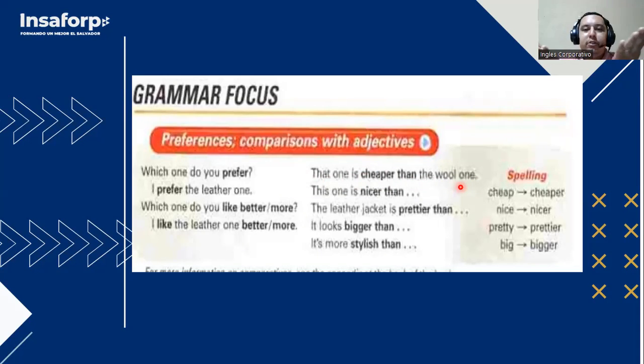We are making a comparison. That's why it's called comparison with adjectives, and the structure is this one. When you always see the word than and you are talking about two things, remember that you are talking about comparison with adjectives. Why adjective? Because you are describing a specific thing you are talking about. That one is cheaper than the wool one. Then another example: this one is nicer than, what else can we use right here? This one is nicer than.